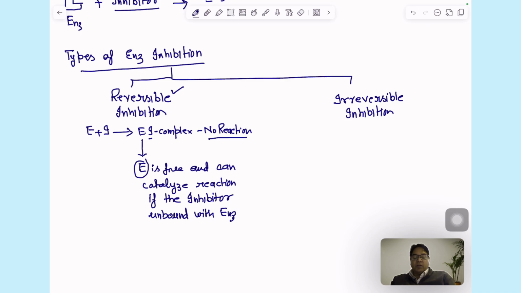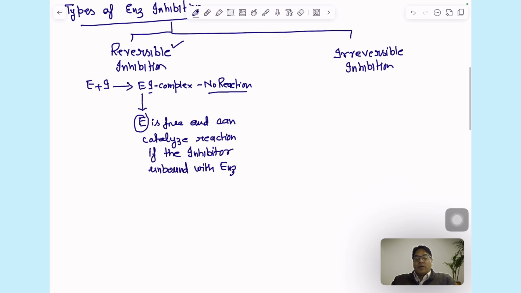So the condition is, if the inhibitor combines with the enzyme, there are certain conditions for that, and if it comes out of the enzyme and leaves the enzyme unbound, then the condition becomes reversible. So this type of enzyme inhibition is where the inhibitor reversibly binds with the enzyme. Until the inhibitor is bound, the enzyme cannot work. But if the enzyme is freed and somehow the inhibitor comes out of the enzyme, then the enzyme can catalyze its normal reaction. So this type of inhibition is called reversible inhibition.